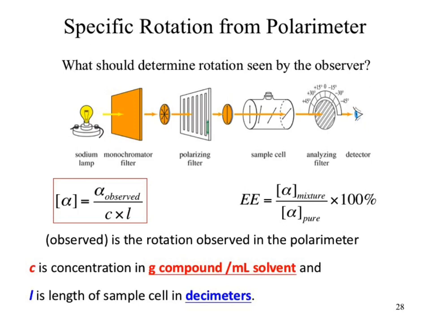We need a way to normalize that, just like a percent yield. And that's why we get the formula in the red box. We get our specific rotation, which will be equal to our observed rotation divided by concentration times path length. You get some weird values in that. Concentration is grams per milliliter, and your path length is in decimeters.